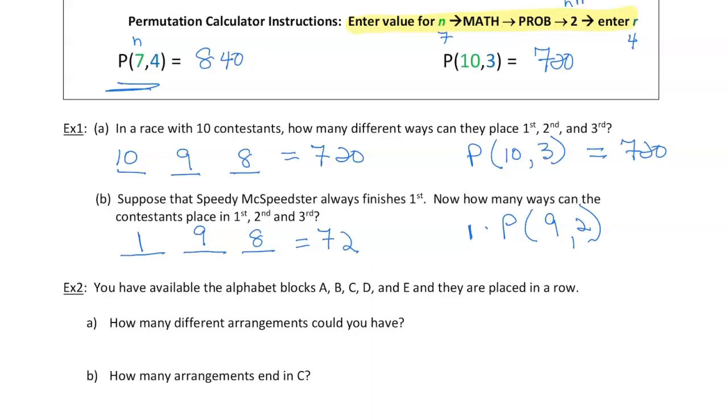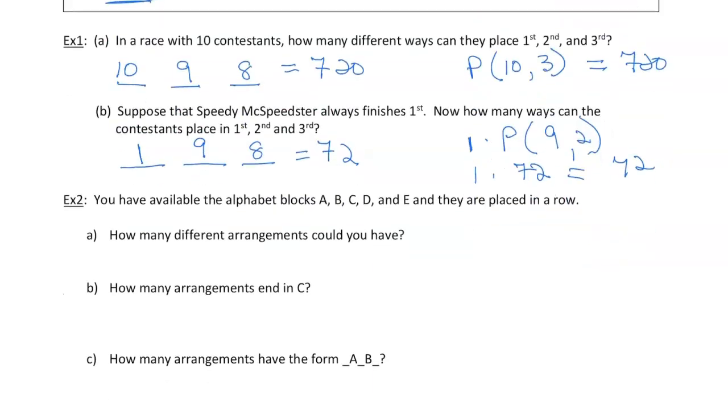So let me just check on that in my calculator. And I need to put a 2 right here and hit enter. And yes, I get 1 times 72, which is exactly what I got when I did it with the day one way. So I'm bridging you to this new way.